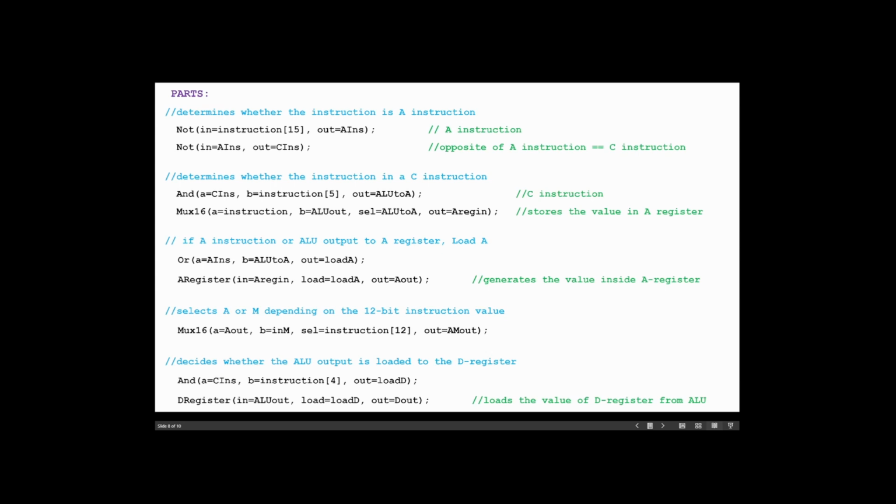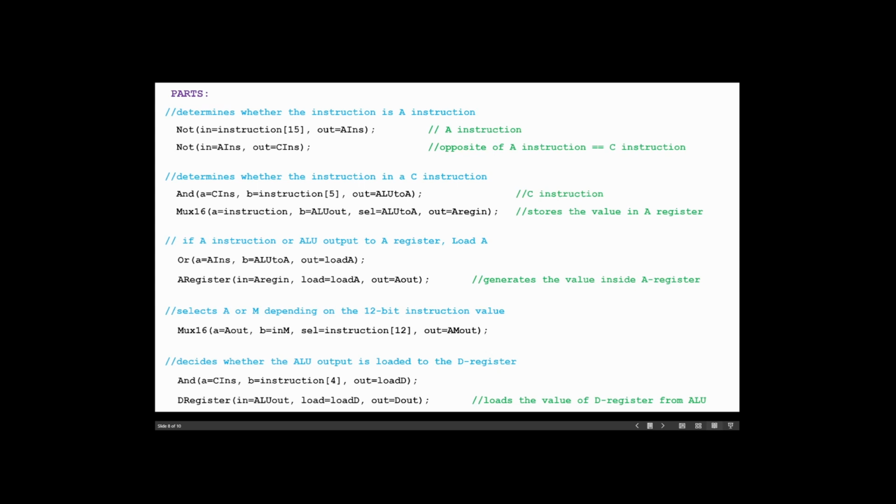For instance, if the instruction coming into the CPU from the instruction memory is an A instruction, the CPU takes the specified 15-bit value and stores the value into the A register. However, as you can see in the diagram that was taken from the CPU architecture, the A register can be fed by either the instruction input or the ALU output.